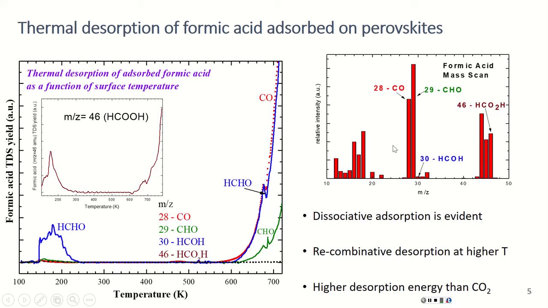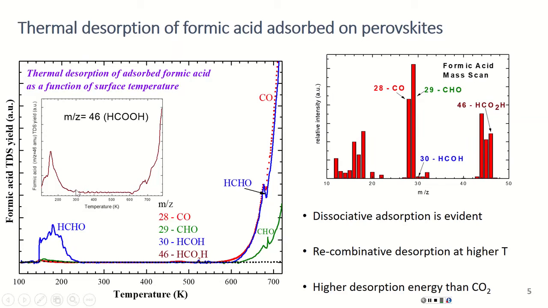So on your left side bigger figure, it looks like the blue line is HCHO, the product of decomposition, and it is higher than any other products. Yeah. So you're talking about this fragment, right? Yes. And is there any temperature regime when formic acid does not decompose but just desorbs?